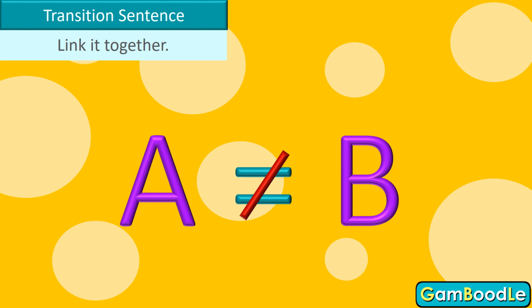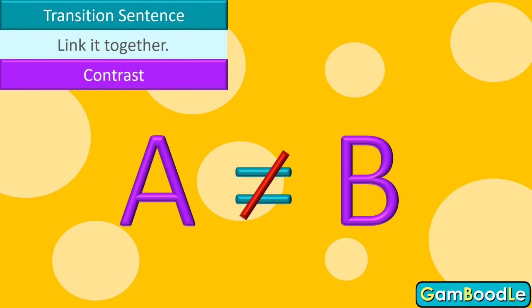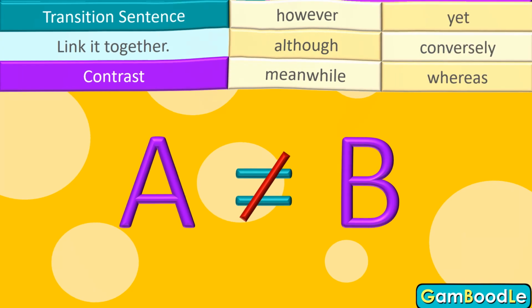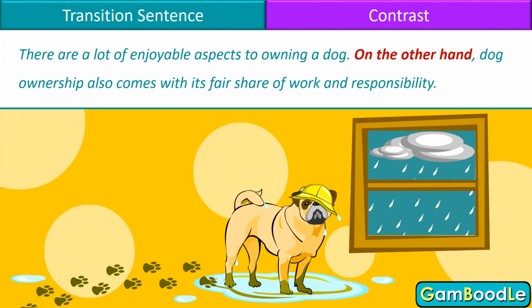Transition sentences can also be used to show contrast or how things differ. Some examples of transition words or phrases are however, although, meanwhile, yet, conversely, or whereas. Let's look at an example. There are a lot of enjoyable aspects to owning a dog. On the other hand, dog ownership also comes with its fair share of work and responsibility.